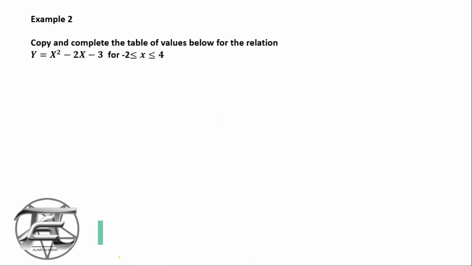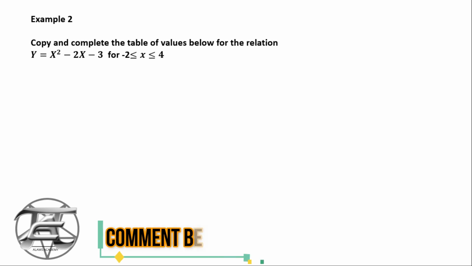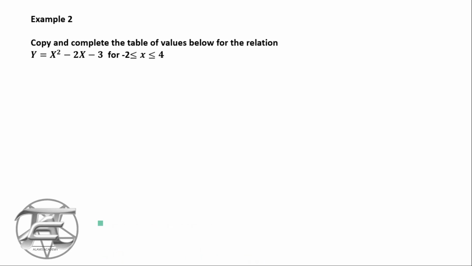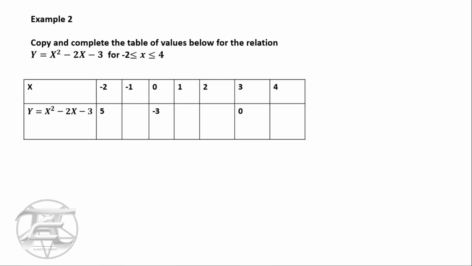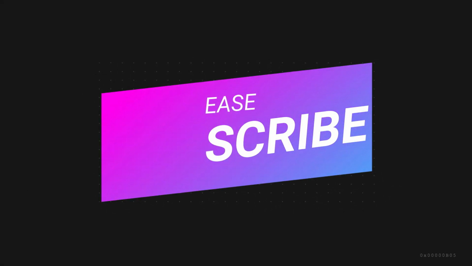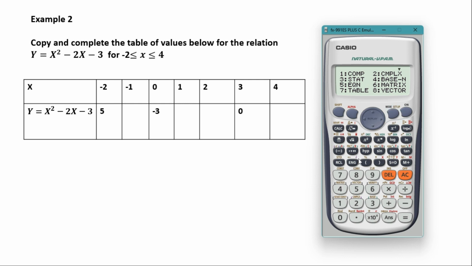Example 2 says that we copy and complete the table of values below for the relation y equals x squared minus 2x minus 3 for the interval -2 less than or equal to x less than or equal to 4. So it means that x lies between -2 and +4. So this is the table. We have to use the calculator to calculate the missing values. Just like the first example, you key inside the function in your calculator. Now press mode once again, and you go to 7.